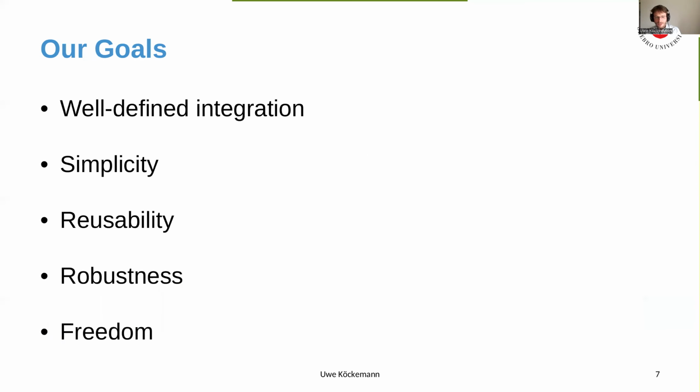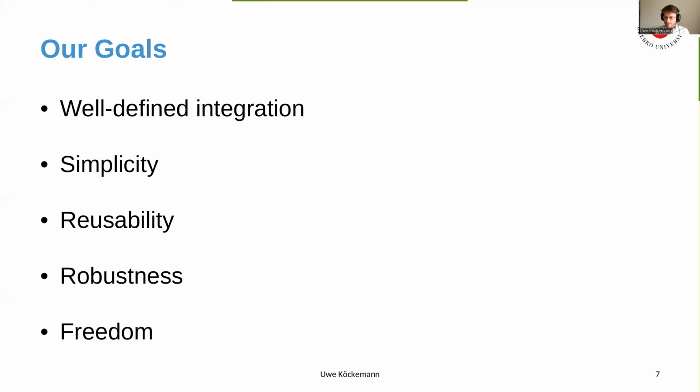So on this end, I would like to have some sort of well-defined integration. How can we build systems ideally as easily as putting together the figures shown in the beginning? One of the other goals is simplicity. If I want to create a simple integration, then it should also lead to a simple model of this integration.